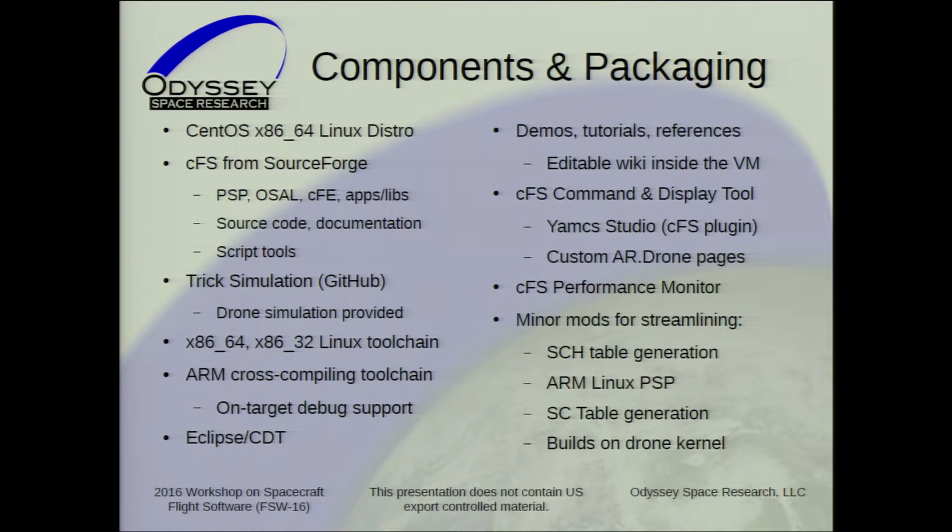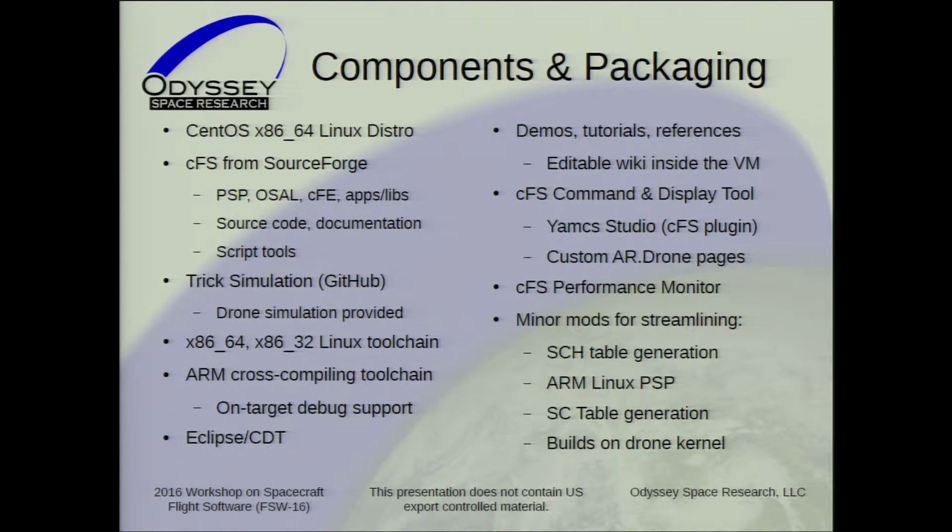So for the components and packaging, this is probably similar to what you'll see for other VMs, but it's a CentOS 64-bit Linux distribution. All the CFS releases from SourceForge. The Trick simulation, which we mentioned earlier, which is on GitHub. We've got the toolchain for Linux, 64-bit, 32-bit, and the ARM cross-compiling toolchain for the drone. And we included the on-target debugging with the GDB server. We've got Eclipse in there with CDT.